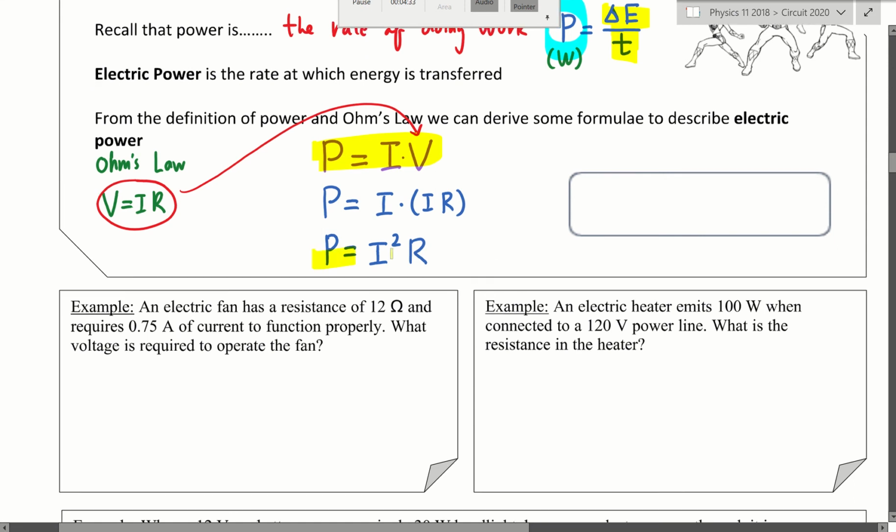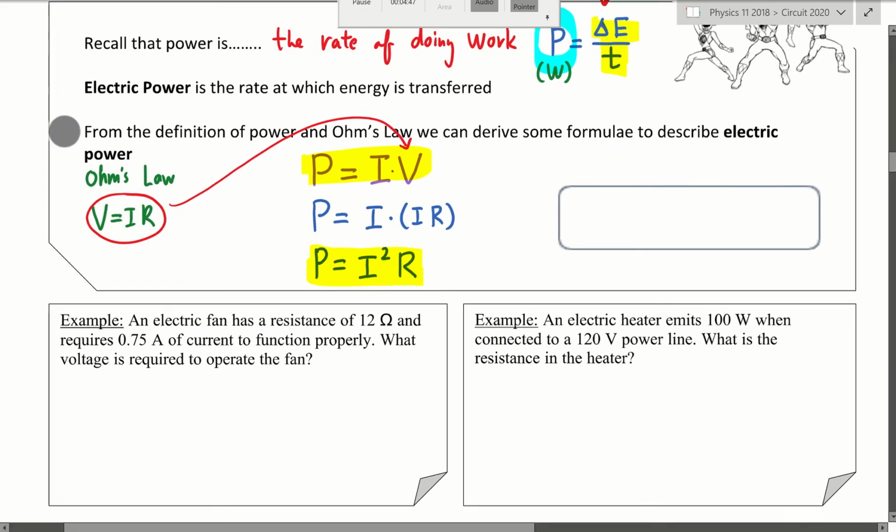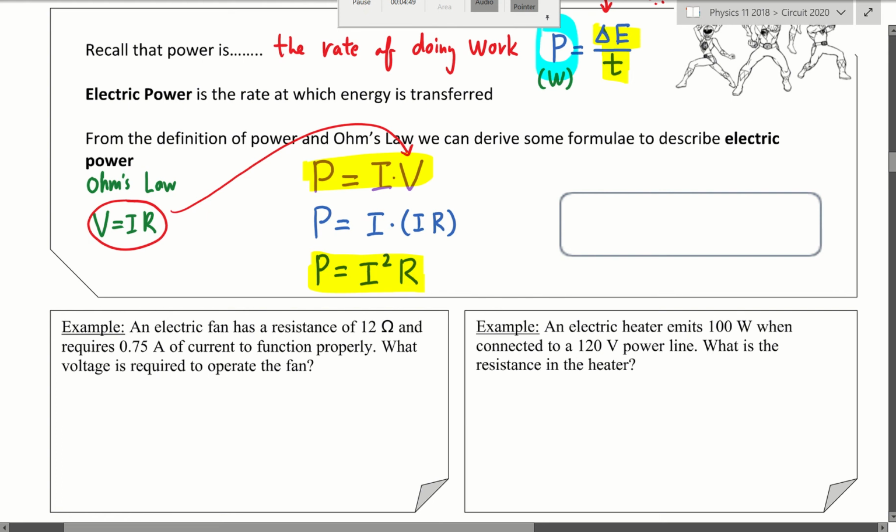Or you can also do it this way if you don't have the voltage. If you know the resistance of the device and you know the current, which is the amount of electrons going through you per second, then you can also measure your power rating this way. You can measure how many joules of energy you are using per second this way.